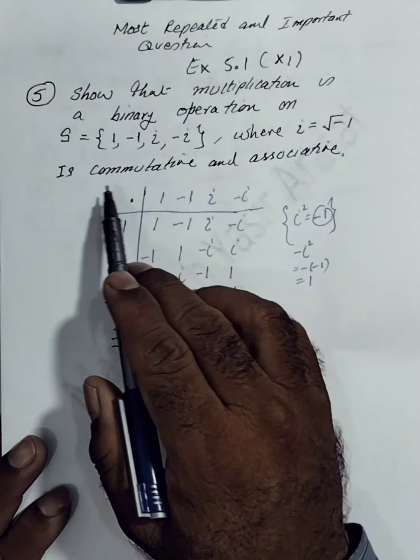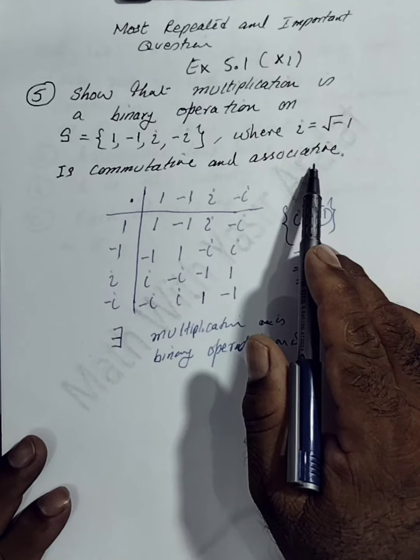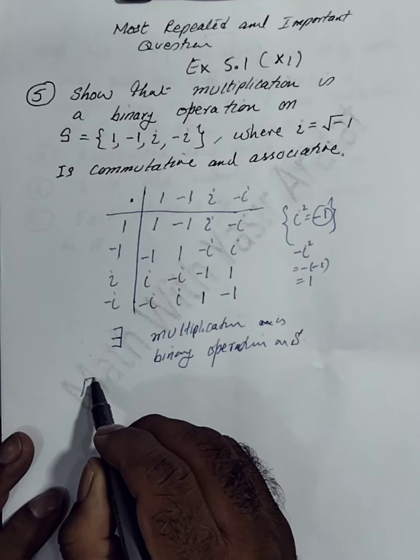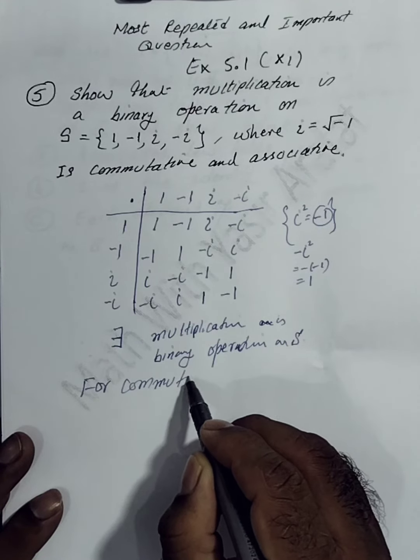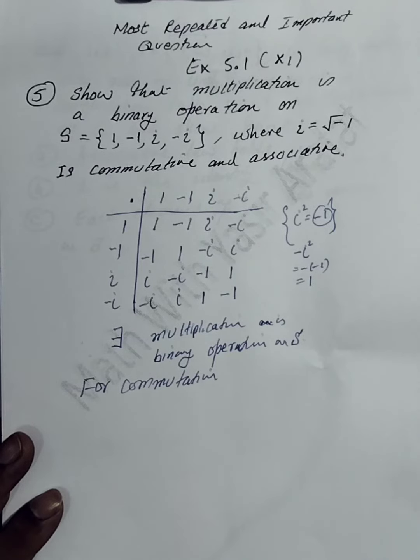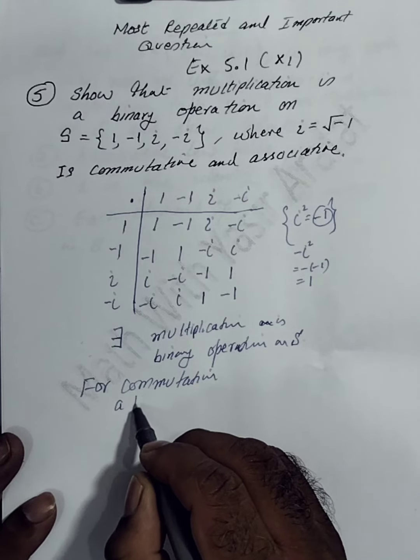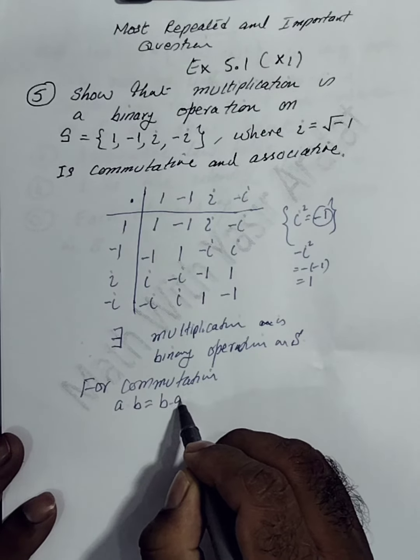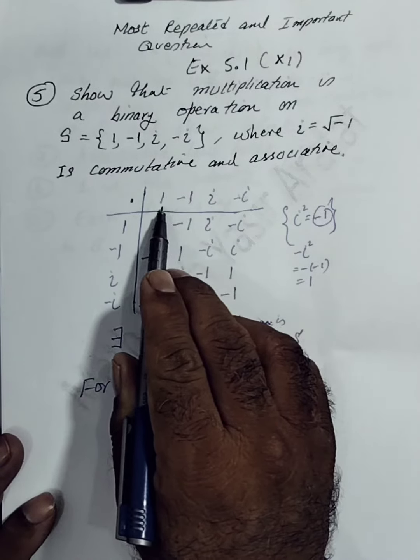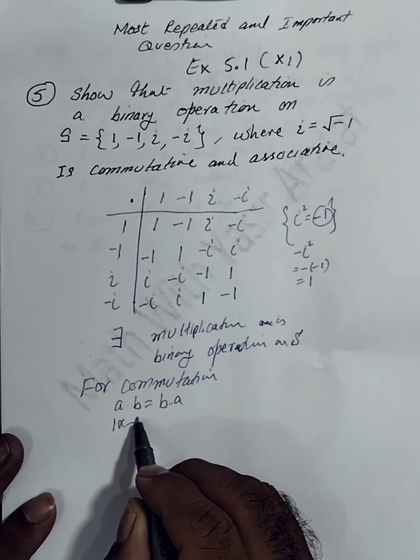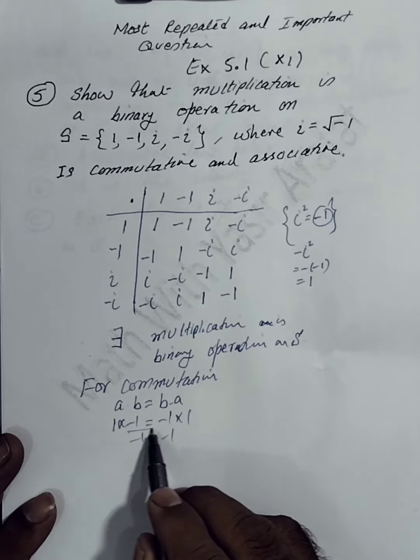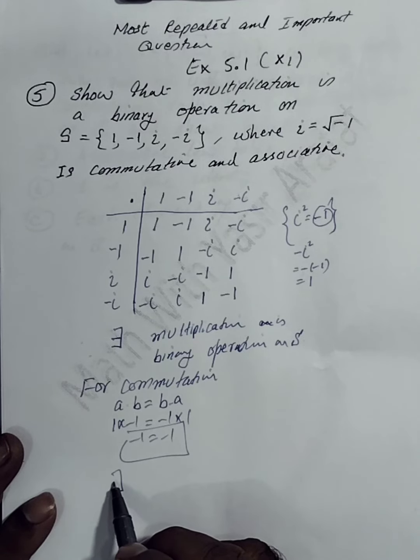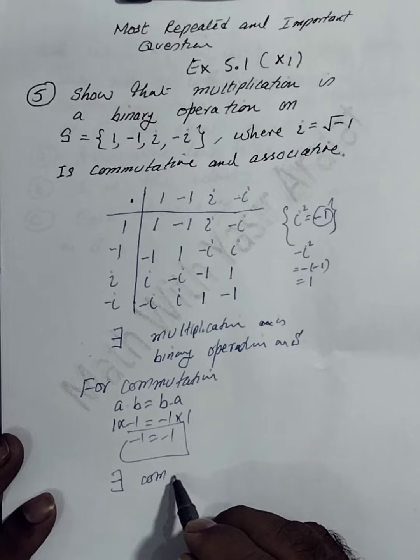Now the question says, is it commutative or associative? For commutative, A into B equals B into A. Take any two elements from this set and verify commutativity. This is -1, and it equals -1. That means the commutative property exists.